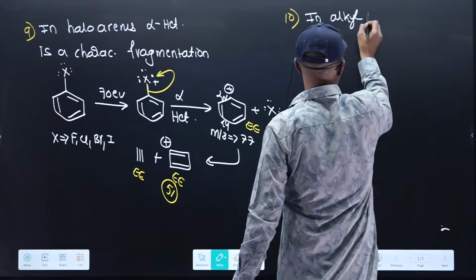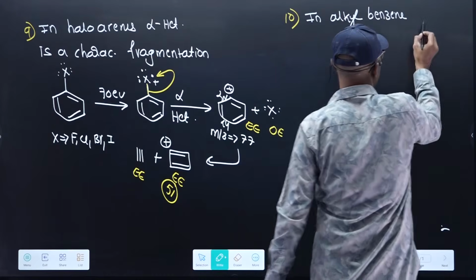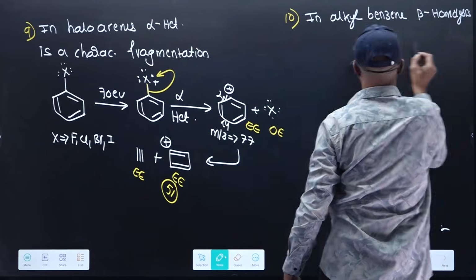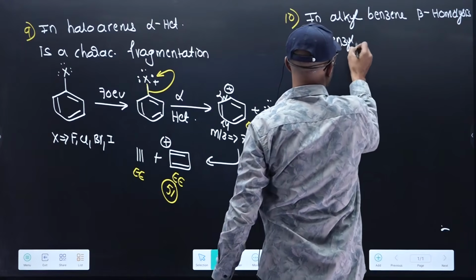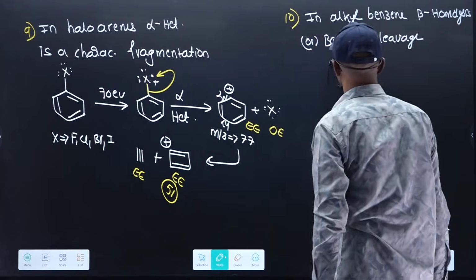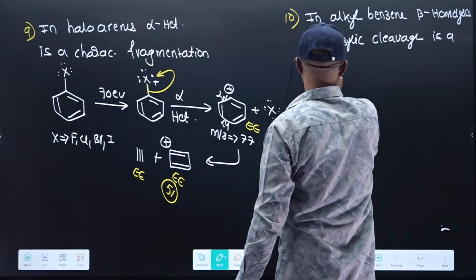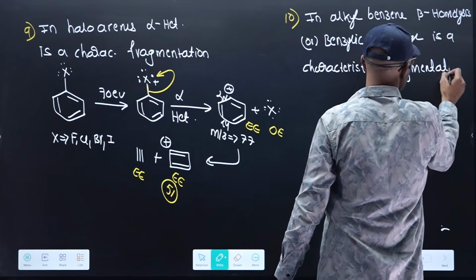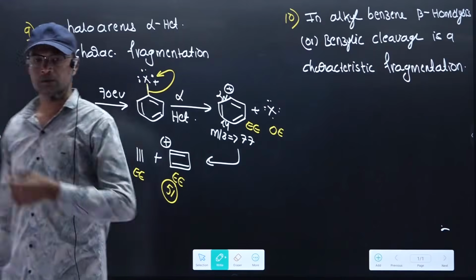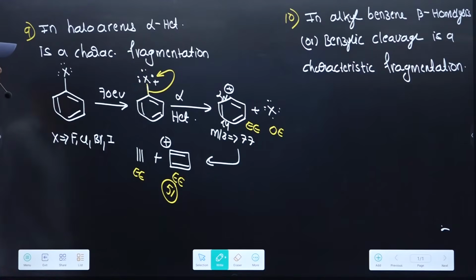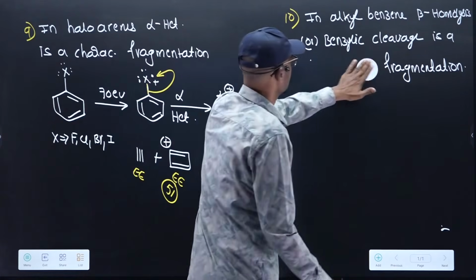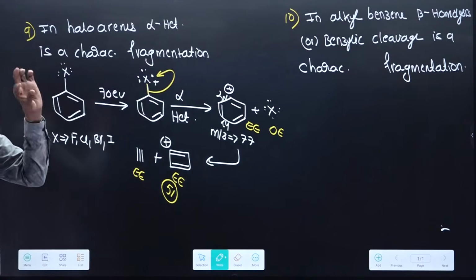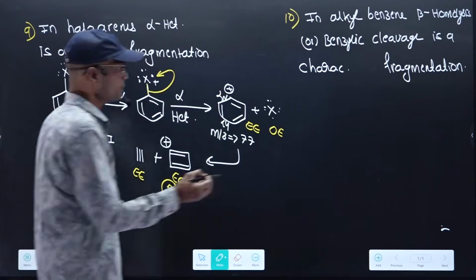See, in alkyl benzene, beta homolysis or benzylic cleavage is a characteristic fragmentation. If any alkyl benzene is given, can you give an example? Toluene. The best example is toluene.